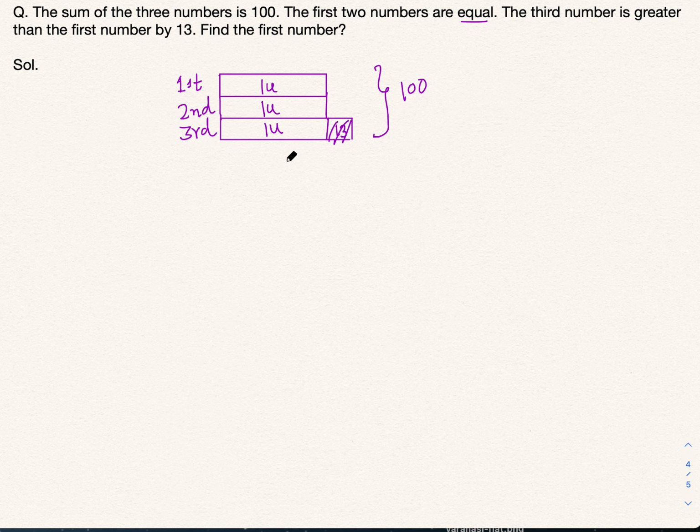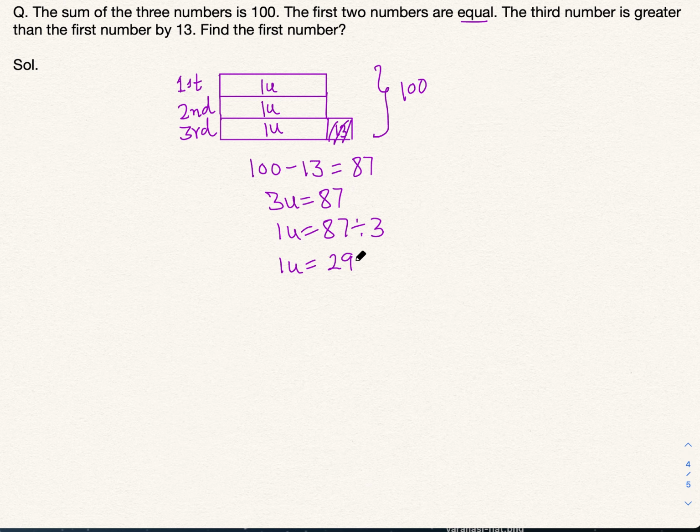So what should be our first step? First step is to subtract this extra 13 from the sum of all the three numbers. So let's do that. So 100 minus 13, what do you think how much it will give? It will give us 87, right? And this 87 is equal to nothing but these 3 units, right? So 1, 2, 3, so we can write it as 3 units is 87. So 1 unit will be 87 divided by 3, that will be equal to 29.